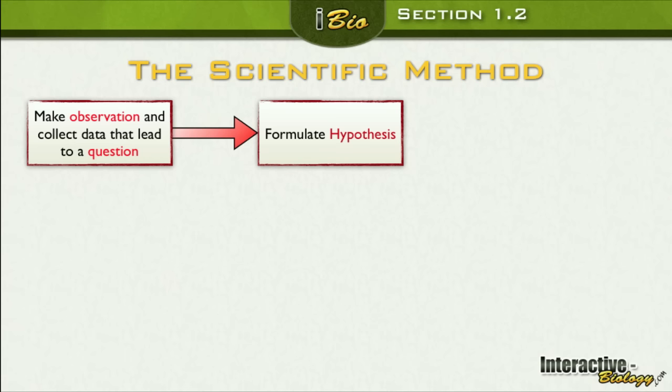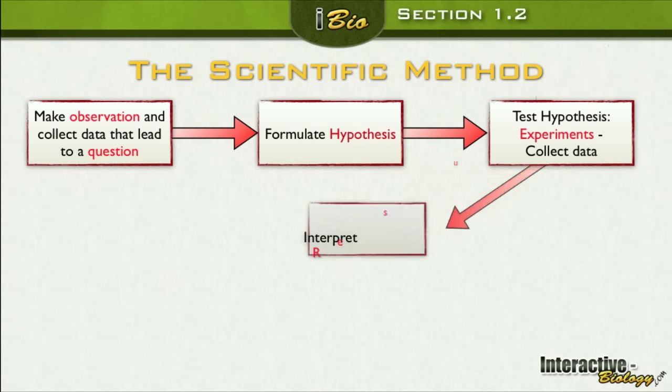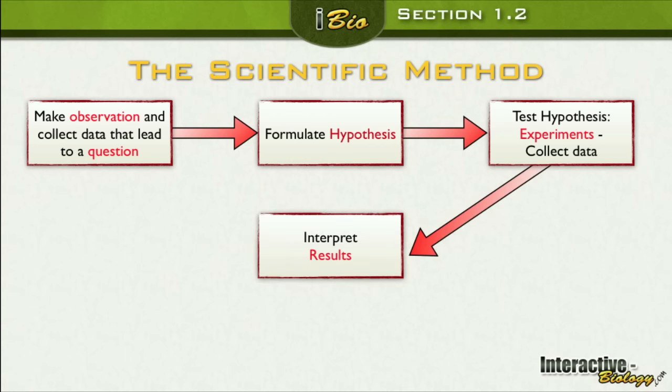How are you going to test it? Experiments. You're going to test your hypothesis by using experiments. And of course, from those experiments, you are going to collect data. And then what do you do with that data? You interpret the results that you get. What happens if your results contradict your hypothesis? What do you want to do then?